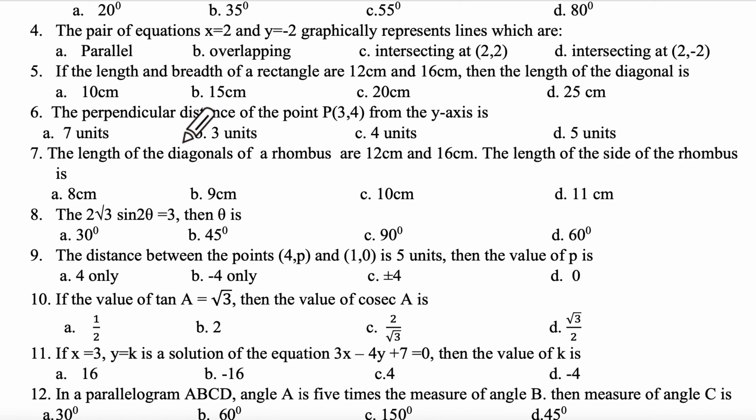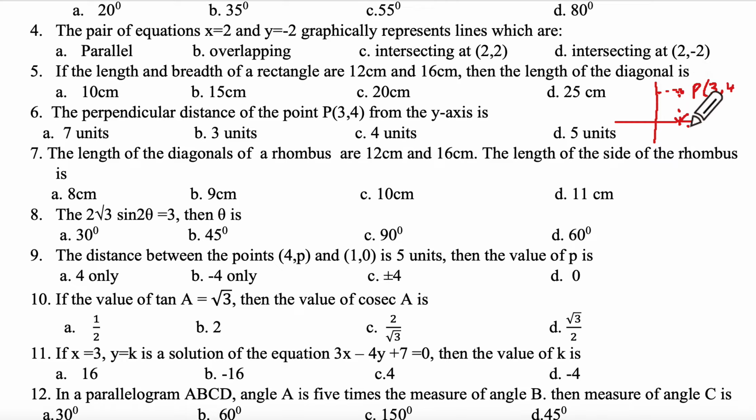Okay. So we come to this one. Length and breadth of the rectangle, then length of the diagonal. This is simple. Tell me. This is 16. This is 12. You can use the Pythagoras theorem. This is easy. Perpendicular distance between this and y-axis. If you can't do it mentally, then what you will do: y-axis is here, point 3 comma 4. 3 comma 4 will be like this, and its distance from my y-axis is this.